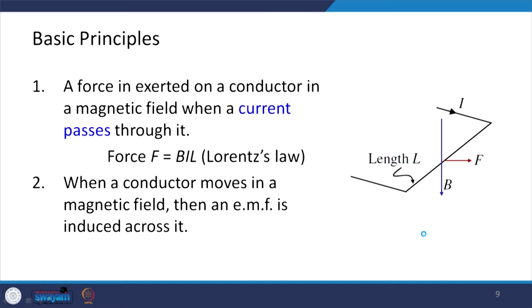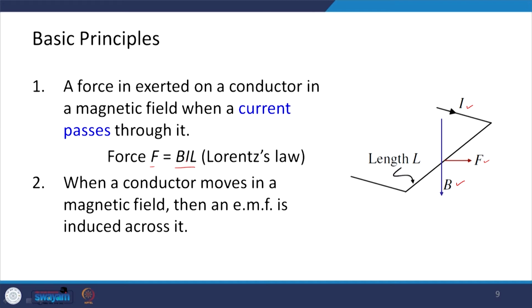So, the basic principle which we have seen: if there is a current carrying conductor placed in a magnetic field, and the current through the conductor is I, and the field is perpendicular to the current direction, then a force F is produced, and this F is given by BIL as per the Lorentz law.